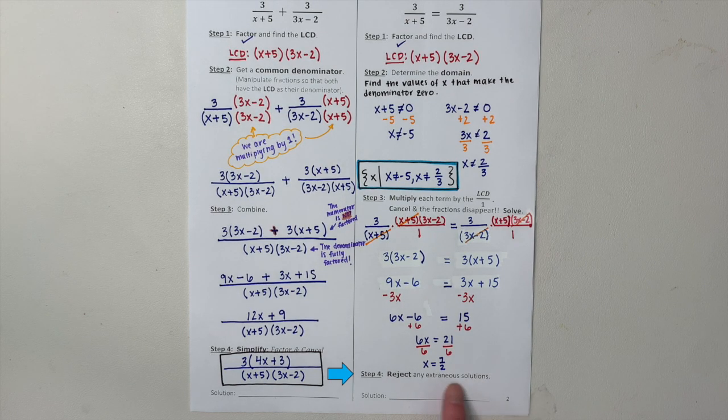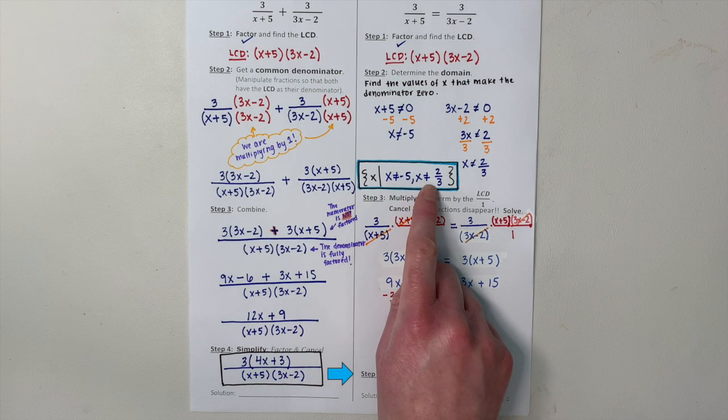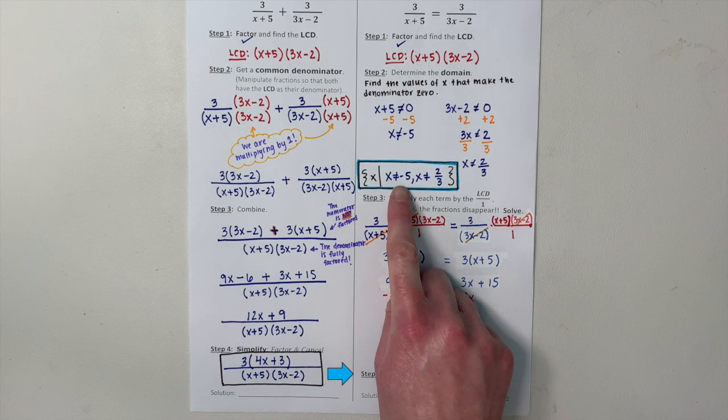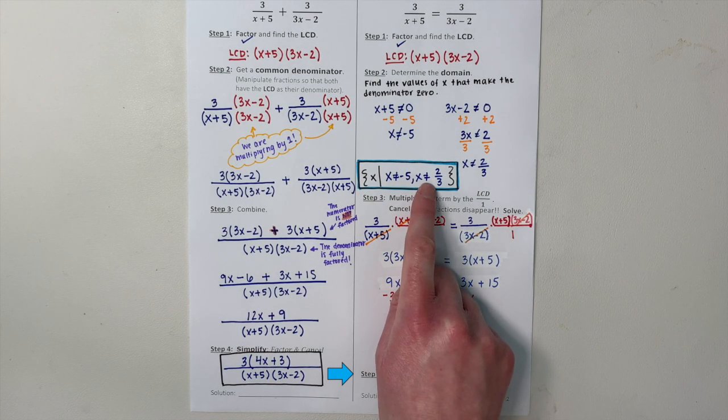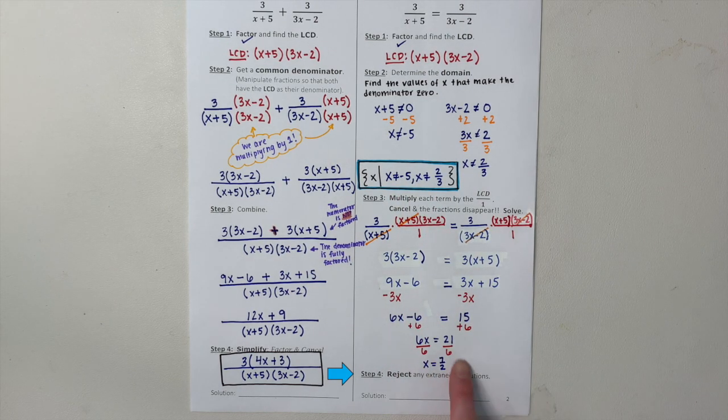An extraneous solution would be one of these two forbidden x values. So you want to check your final answer and make sure it is not one of the two forbidden x values. This was not one of the two forbidden x values, so that means that this solution is valid. So for our final answer, we can say x is equal to 7/2. Or if you want to write your answer using solution set notation, that would look like this.